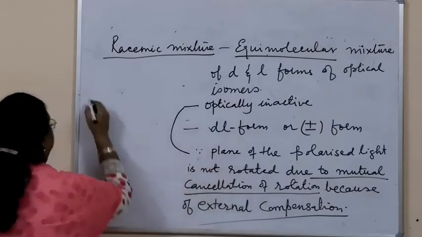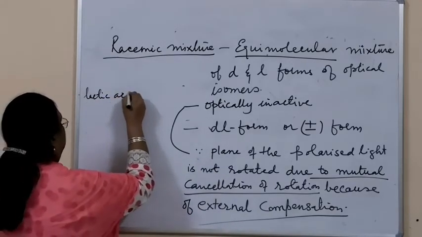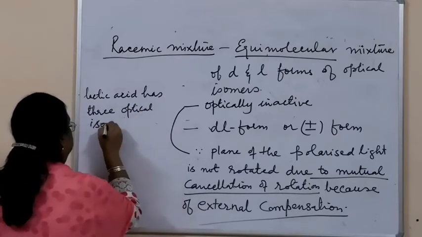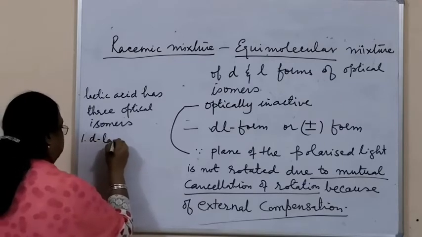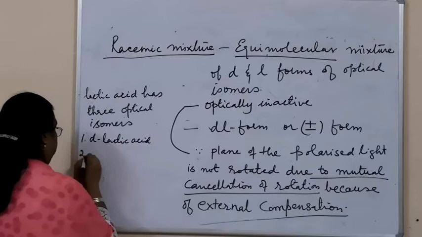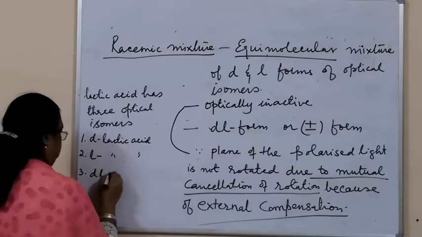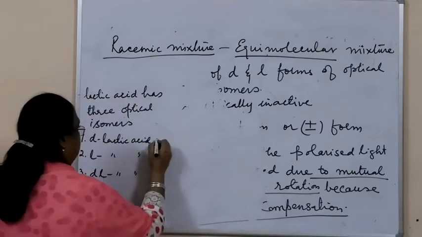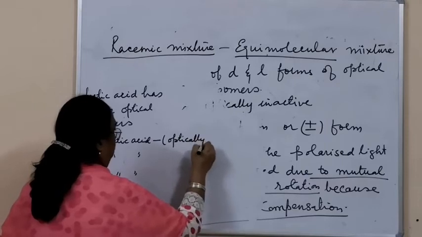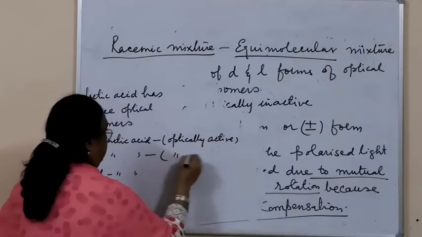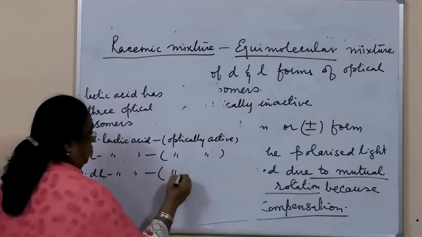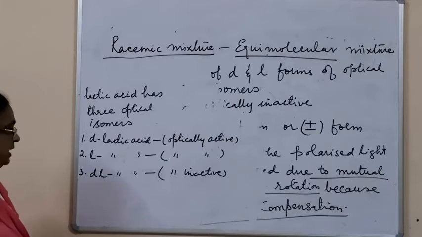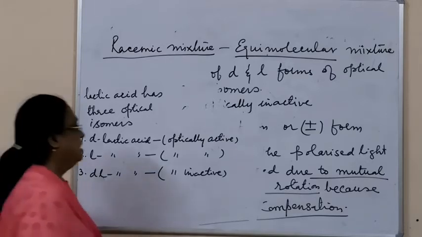So on this basis, lactic acid has 3 optical isomers. Number 1, D-lactic acid. Number 2, L-lactic acid. And number 3, DL-lactic acid. D-lactic acid is optically active. L is also optically active. But the DL form is optically inactive. It is optically inactive due to mutual cancellation of rotation because of external compensation.